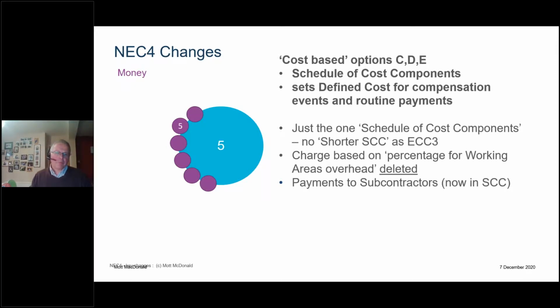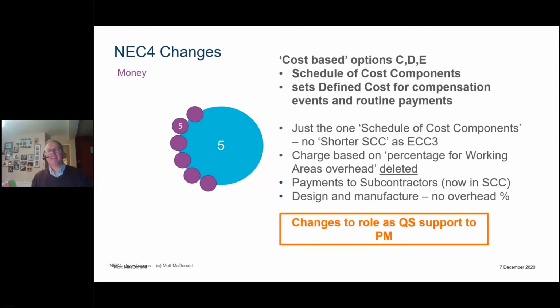Again, the payment to subcontractors was allowed in NEC3. The only subtle change from 3 to 4 is that the payment for subcontractors is now an element directly within the schedule of cost components. It doesn't actually change the effect of that. Again, no overhead percentage for design and the manufacturer rates.